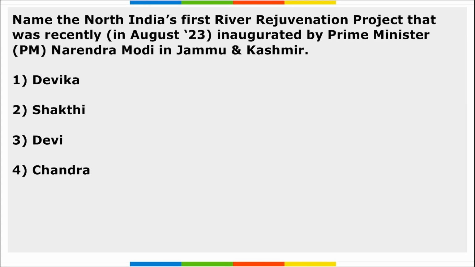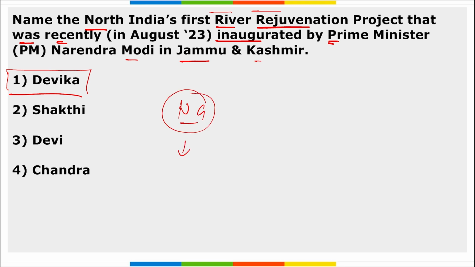Correct? Next, name the North India's first river rejuvenation project that was recently inaugurated by Prime Minister Narendra Modi in Jammu and Kashmir. It is Devika, right? North India's first river rejuvenation project that was recently inaugurated by Prime Minister Narendra Modi is named Devika. Correct? It is almost finished and it was inaugurated by Prime Minister Narendra Modi. The project was modeled after Namami Ganga initiative, correct? That is aimed at restoring the health of the Devika river.